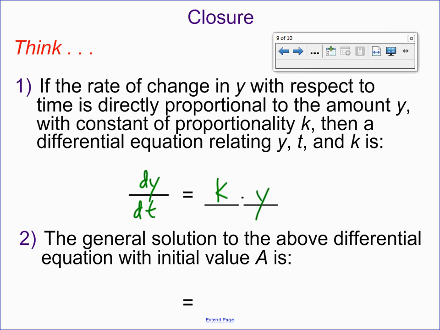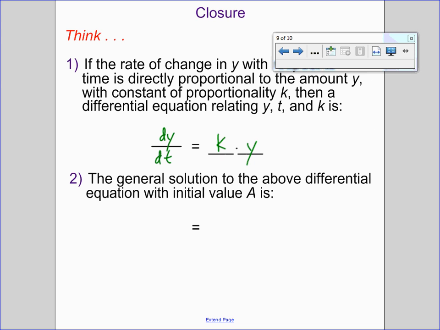Okay, so if you were to solve this for y and get a regular function, y equals, what would that look like with our newly found labels? We're still using y, k, t, and we'll assume we have initial value a. So what would that look like as our general solution to this differential equation? Tyler? Y equals a e to the kt.